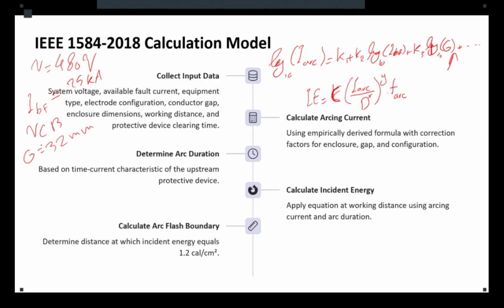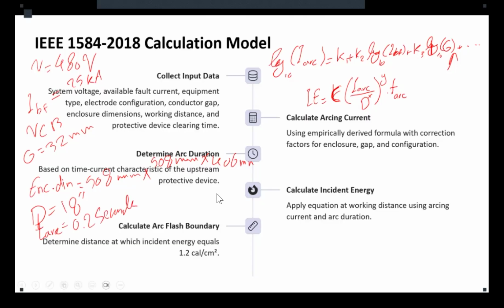And the enclosure dimension is, for example, 508 millimeters by 508 millimeters by 406 millimeters, so with height and depth. We have a working distance equal to 18 inches. And the clearing time, the time of the arc, is 0.2 seconds.